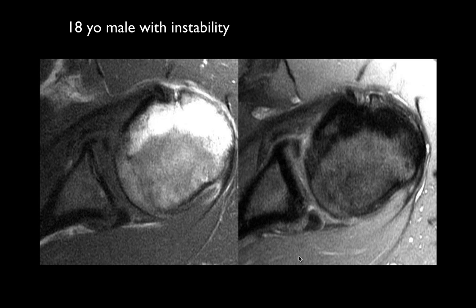Okay, so 18-year-old with instability. There's some focal thickening of the posterior glenoid. Wait, what are you talking about? This or what? Yes, just right there, that right area, right? Yeah, no, even more posterior. But this is the posterior edge of the glenoid here.